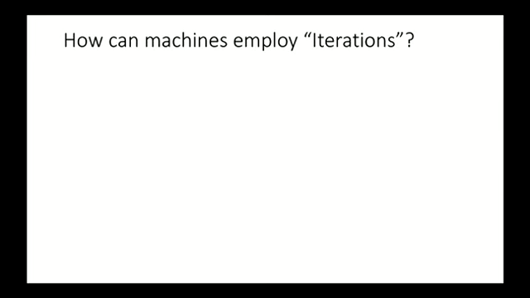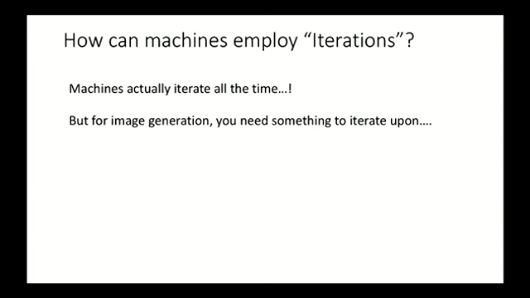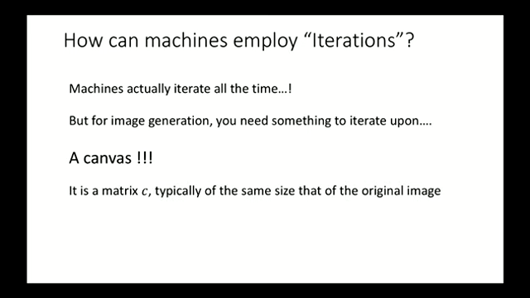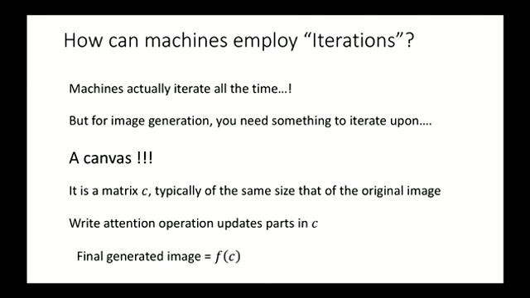So iterations, you can argue that machines iterate all the time. I mean, one for loop is an iteration. One processor keeps iterating. For image generation, you need something to iterate upon. You need something to modify, a canvas. So a canvas is some abstract matrix that a machine keeps modifying, and typically it is chosen of the same size as the original image. And then your final image is some function of this canvas.